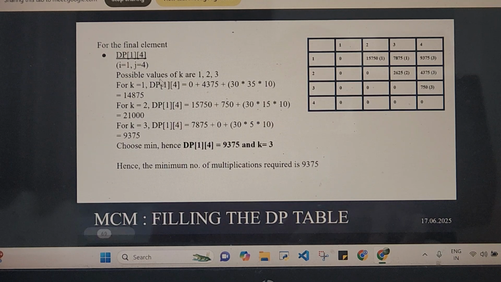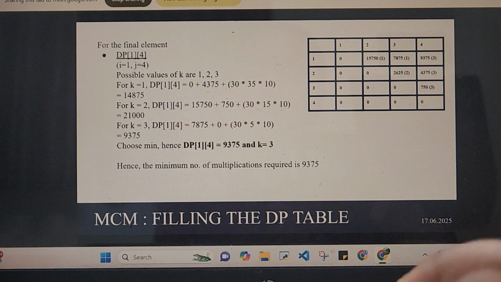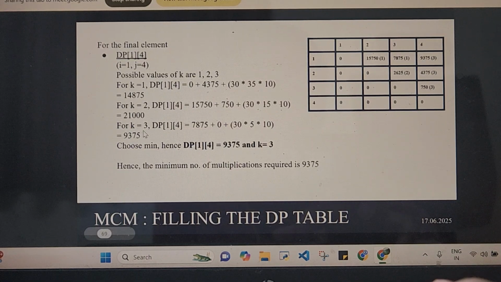And what this k value is, like I already said, k is the place where you split that matrix product. So if I say dp of 1 of 4, I want to do A1 times A2 times A3 times A4. And if my optimal k turns out to be 3, meaning for k equals 3 I am getting the minimum number of multiplications, then it means I will split at 3, meaning A1, A2, A3 I will compute first and then I will multiply A4. So that is how you fill in the table and reach the minimum number of multiplications.